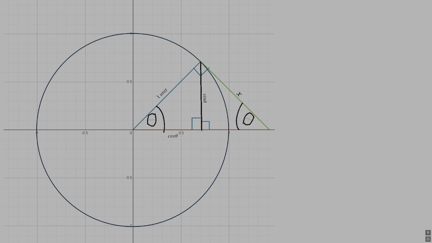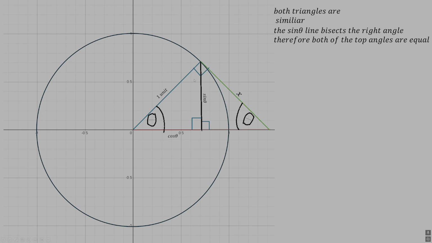Now, we label this theta, and we know that both triangles will be similar. Both the left triangle and the right triangle will be similar, because the sine theta line bisects the right angle like this, and we know that these will both be 45. Then, both the top angles are equal. We know that there are two right angles here, and both these angles are theta, therefore they're similar. So what we can do with this is find this line here.